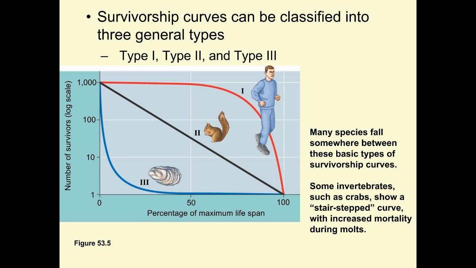So therefore, as we go through life, we have high survivorship when we're young. Why? Because we have a lot of parental care. We try to maximize our offspring. Therefore, most of our offspring survive. As we get older, though, organisms tend to die off. So we tend to have lower survivorship when we get older.